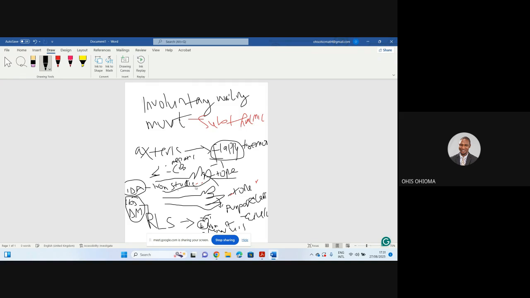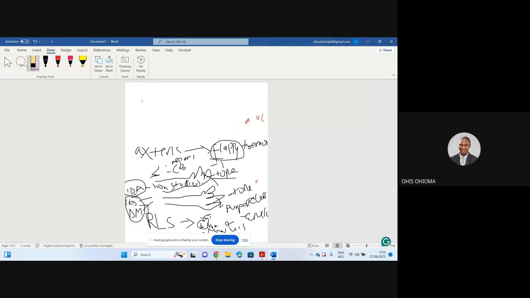So if there's no iron studies in the options, then you look for any investigation that will lead to any of these diagnoses. Okay, do you have any questions about that? Yes, so how do we treat it? That's the next question.